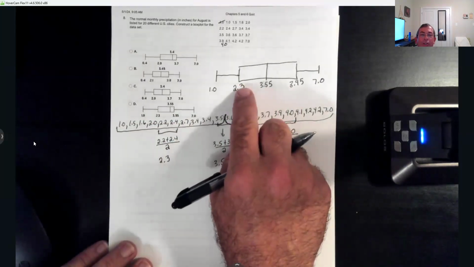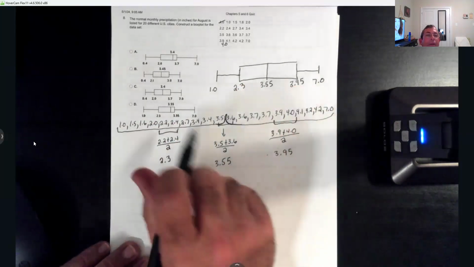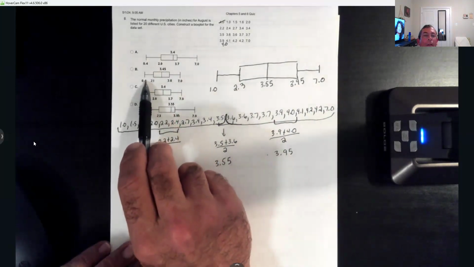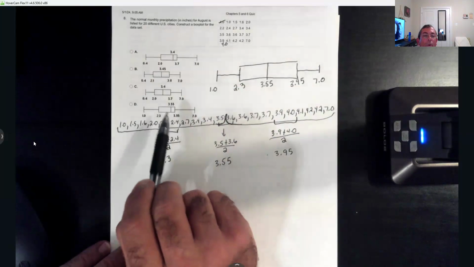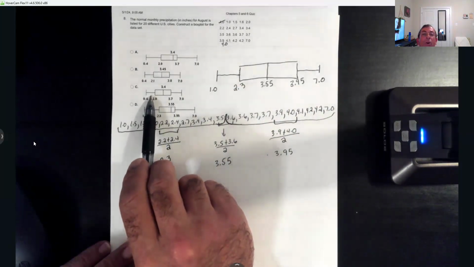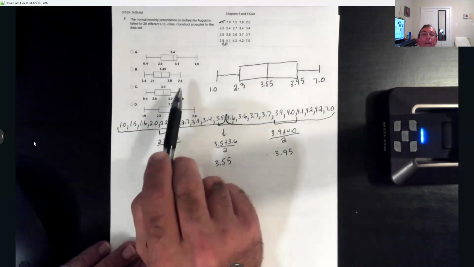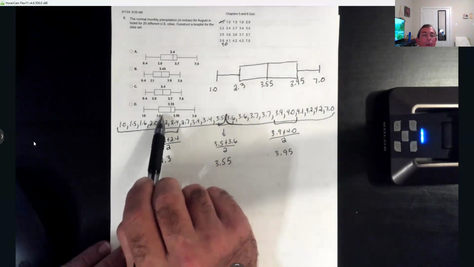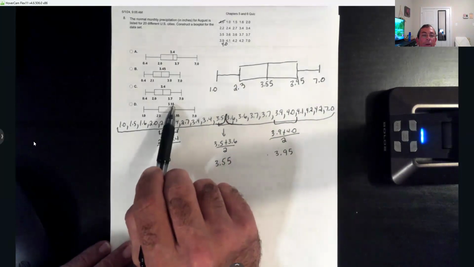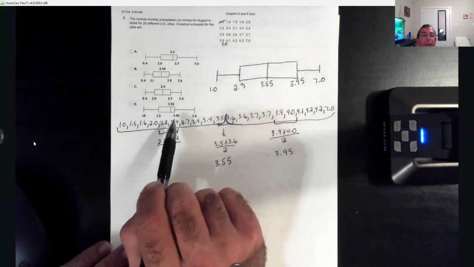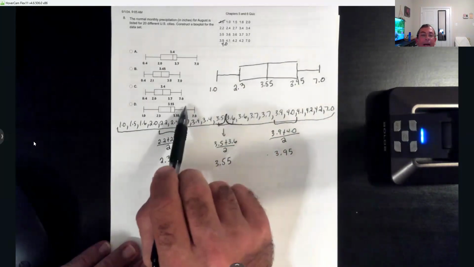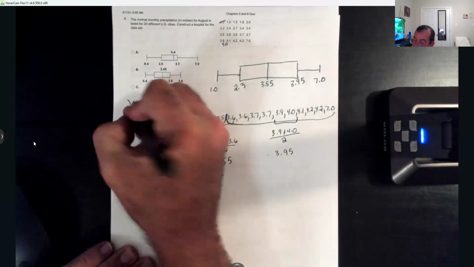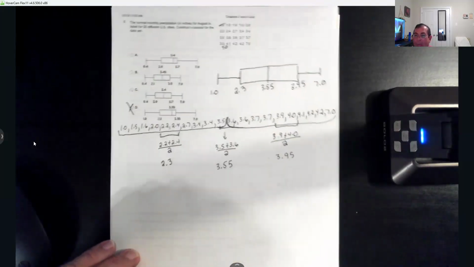So y'all, one of these should match our graph. So let's see. Well, it ain't that one. They're starting with a 0.4. That one's starting with a 0.4. That one's starting with a 0.4. So y'all, ours has to be D because look, we got 1.0, 2.3, 3.55, 3.95, and 7.0. So y'all, we would go with D on that one, okay?